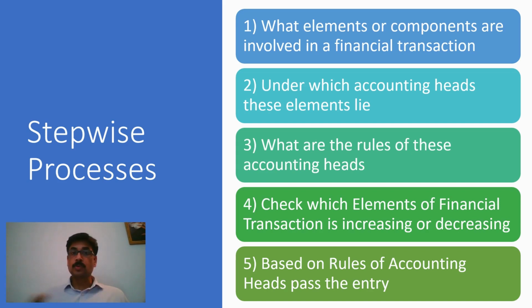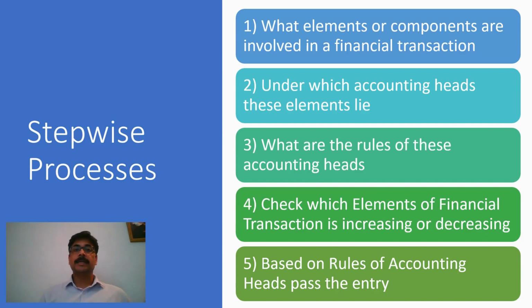Once we are able to do that categorization, we need to know the accounting rules related to these accounting heads. Once we know the rules of these accounting heads, we need to check the elements or components involved in a financial transaction, whether they are increasing or decreasing. When we analyze whether the element is increasing or decreasing, we correlate it and refer to the accounting rules, and based on that we pass the entry.